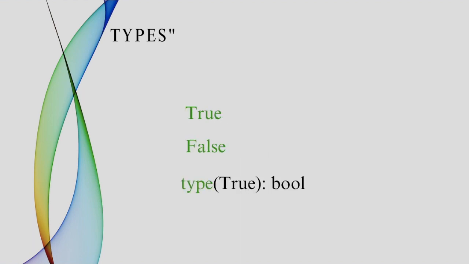Boolean is another important type in Python. A Boolean can have two values. The first value is True. Just remember, we use an uppercase T. A Boolean value can also be False, with an uppercase F. Using the type command on a Boolean value, we obtain the term bool. This is short for Boolean.